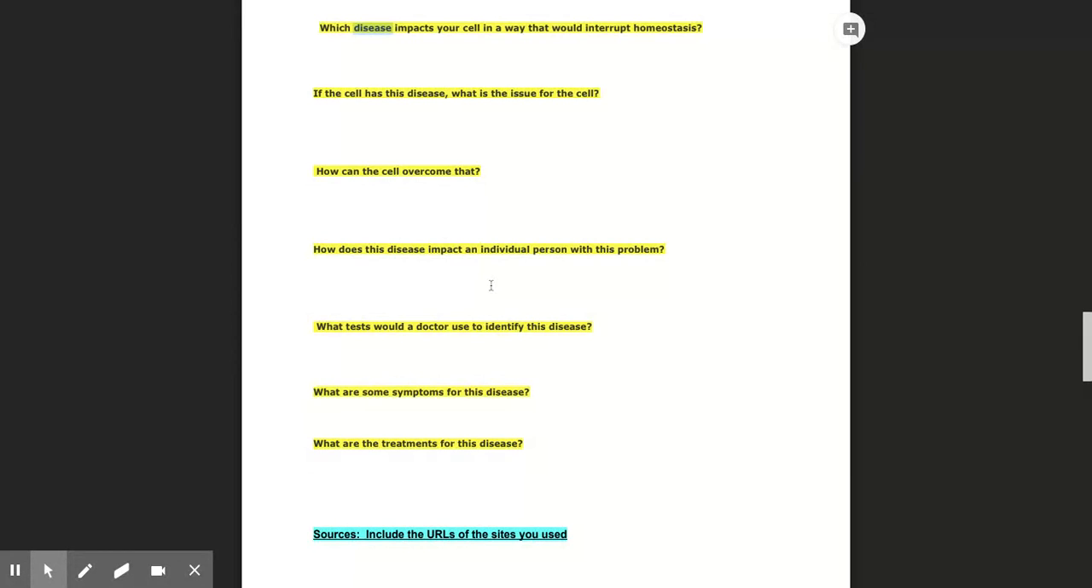How does the disease impact an individual? Testing, symptoms, treatments. Can a cell overcome the disease?